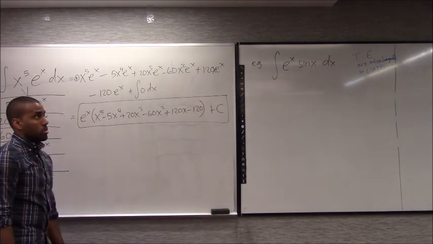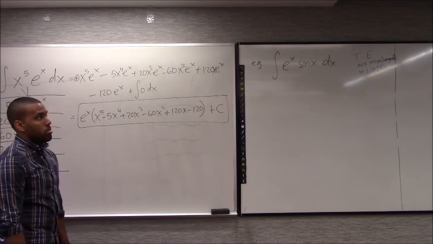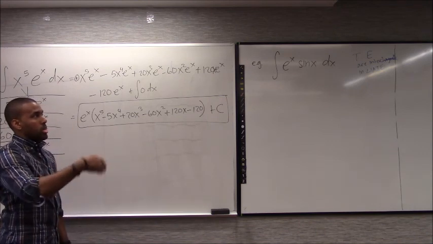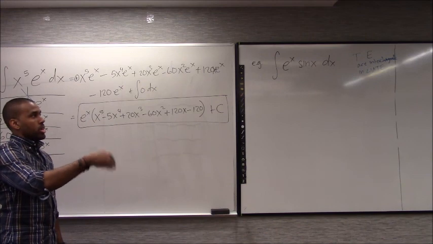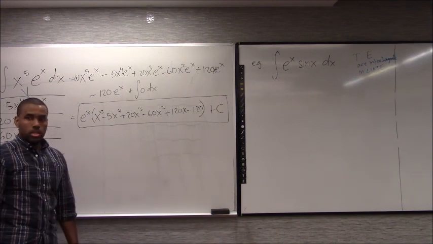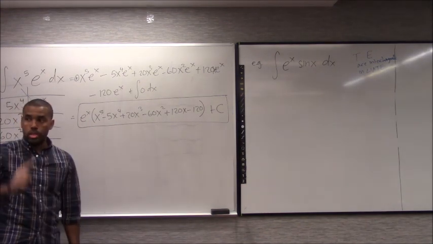Say what it means again one more time. Oh, LIATE is just a mnemonic. It stands for logs, inverse trig, algebraic, trig functions, and exponentials. It just tells you the order in which you choose to be the u.